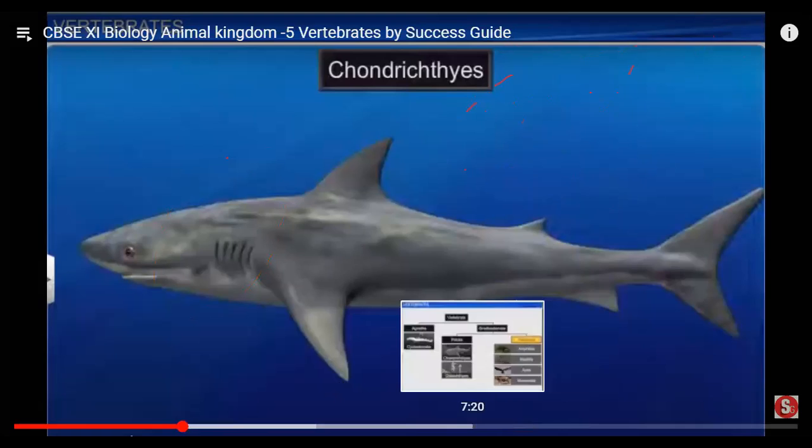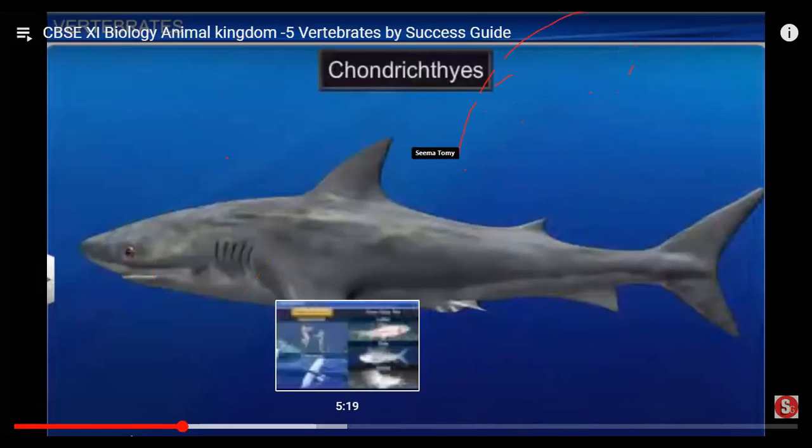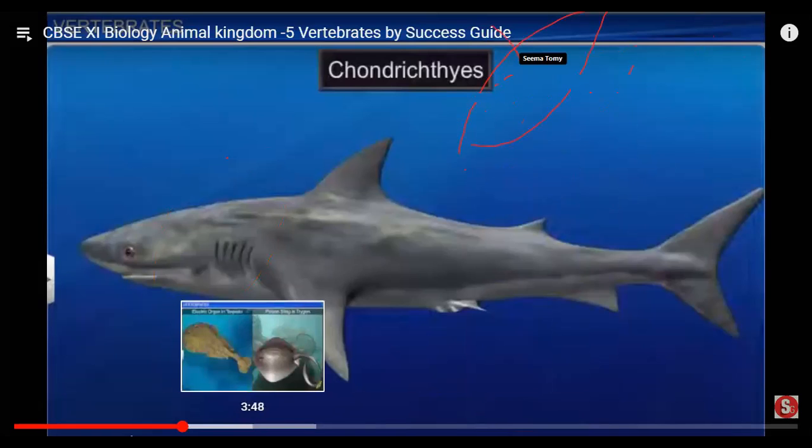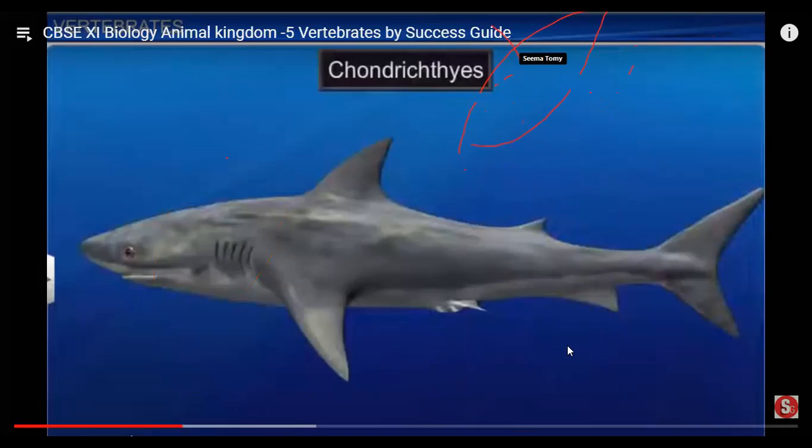Yes, you will find only one like this. One very hard cover over the gills, and that is known as operculum.